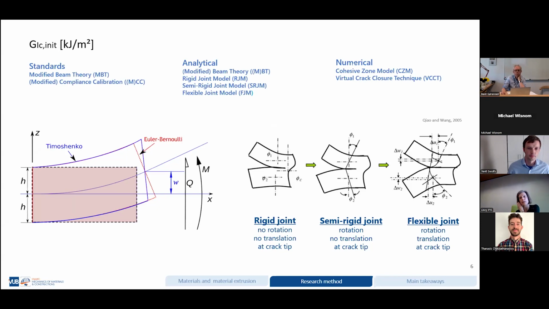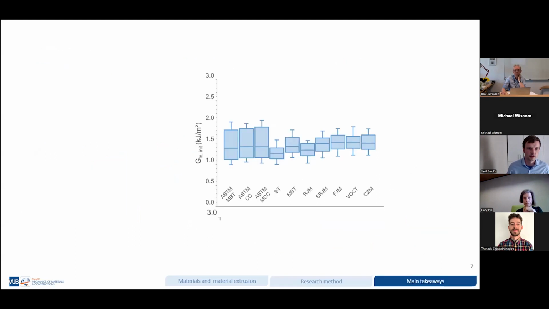As we know, these are based on the shear theory, Timoshenko beam theory. Numerical models are the conventional ones, let's say the cohesive film method and the VCCT. Now go to the results. As you can see here, the standard, the analytical, and the VCCT.